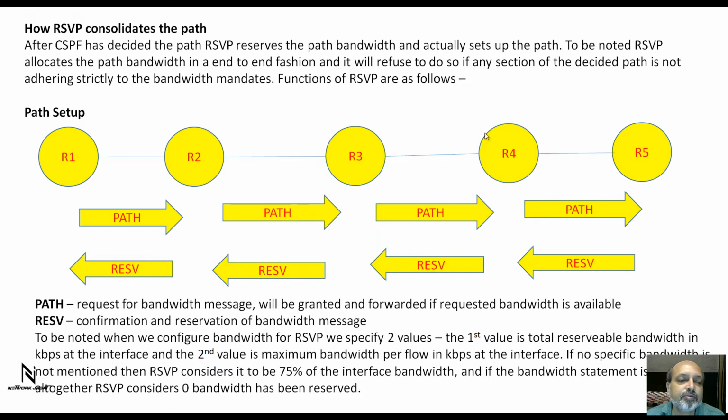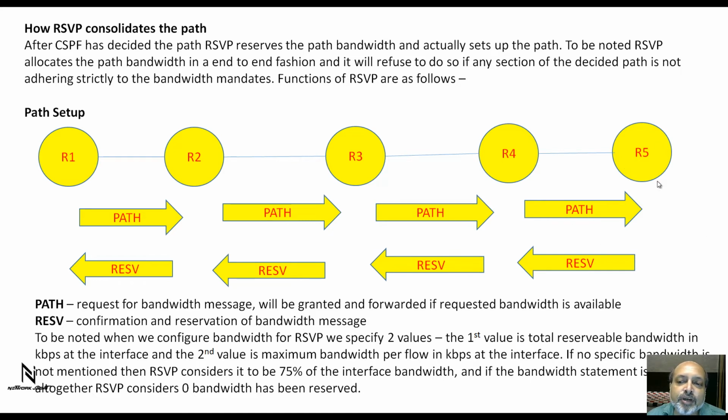What it does is hand over this message to R3. Can you ensure me a path of 50 Mbps? R3 in its turn hands over the message to R4. R4 in its turn hands over the message to the tail end, that is R5. And R5 is the destination, the tail end, right?